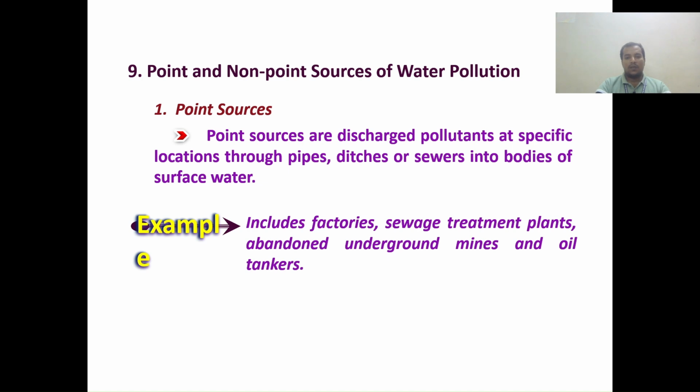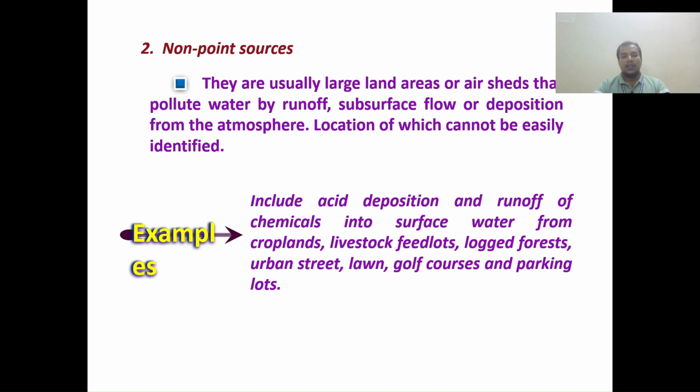Point and non-point sources of water pollution. Point sources discharge pollutants at specific locations through pipes, ditches, and sewers into bodies of surface water. For example, they include factories, sewage treatment plants, abandoned underground mines and oil tankers. And non-point sources are usually large land areas or airsheds that pollute water by runoff, subsurface flow, or deposition from the atmosphere, the location of which cannot be easily identified.